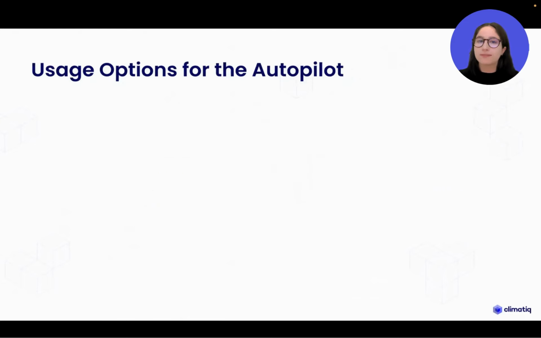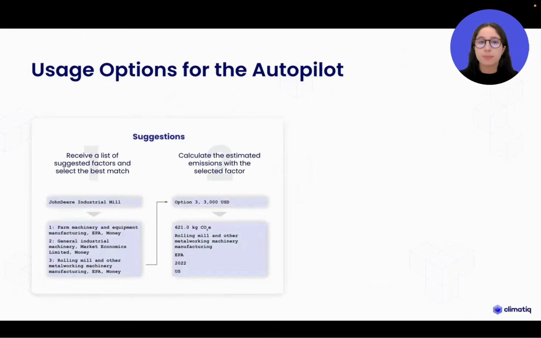Let's look at how Autopilot functions. We have two options, either the Suggest or the one-shot estimation. We will look at Suggest first. Based on your input data, for example, the phrase industrial mill, and your filter settings, the Autopilot Suggest will return a list of suggested factors. The results include a label showing the confidence or similarity between the input text and the matched emission factor. From here, you can select which emission factor is the best suited to your use case. Autopilot will then perform an emissions calculation with the factor that you selected.